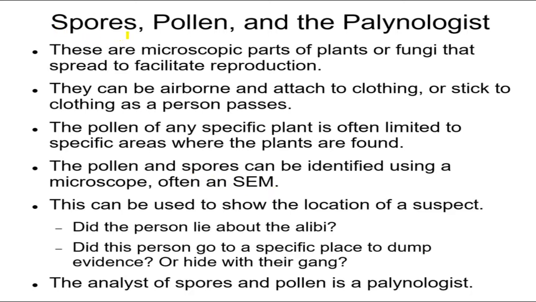Spores come from fungi. Mushrooms give off spores. And again, if we see these spores on him, maybe he was in a place where there were a lot of mushrooms, or a lot of rotting logs. Maybe he was in the woods. So we can find out, did he lie about his alibi? Maybe we know where he was. That's where he dumped the dead body. Or maybe that's where his gang was. So we need a microscope to see what kind of spores or pollen are on his clothing. And from there, we get a lot more information about the crime. The person who analyzes this is called a pollenologist, just for your own information.